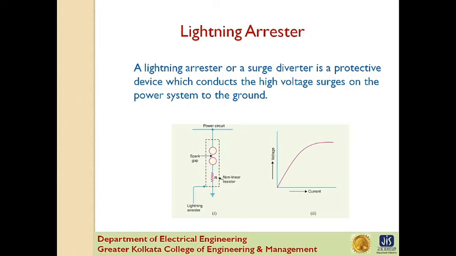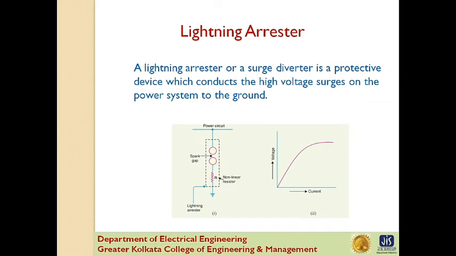The length of the gap is so set that normal line voltage is not enough to cause an arc across the gap, but a dangerously high voltage will break down the air insulation and form an arc. The property of nonlinear resistance is that resistance decreases as the voltage or current increases and vice versa. Now, this is clear from the volt ampere characteristics of the resistor.